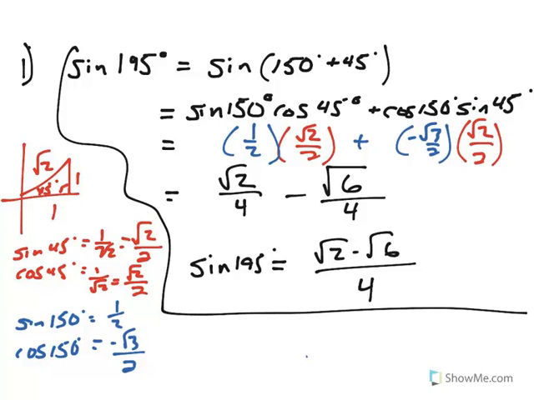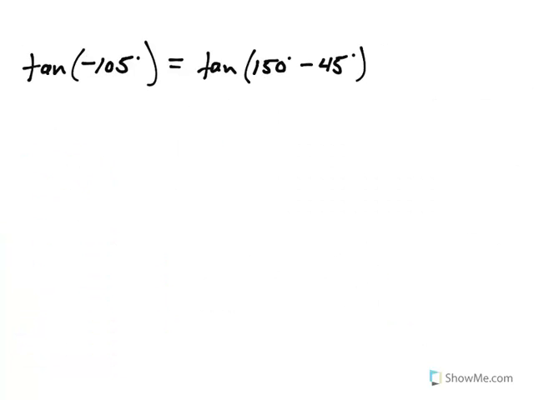My side work is over on the left. This next problem is supposed to figure out what tangent of negative 105 degrees is. You can change that to lots and lots of different things that will work. I changed it into 150 degrees minus 45 degrees, because that will be 105. Actually, that wouldn't. That'd be 105 positive. Let's change this to negative 150 plus 45. That'd be negative 105. Doesn't matter which pair you use, as long as you use a pair that works.